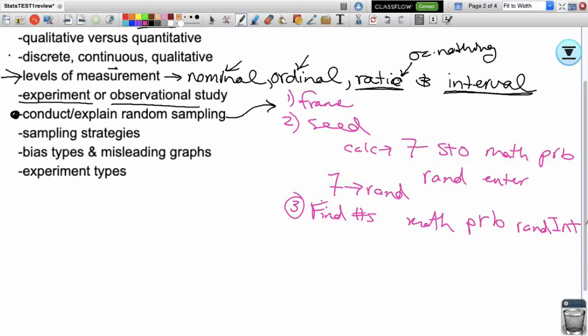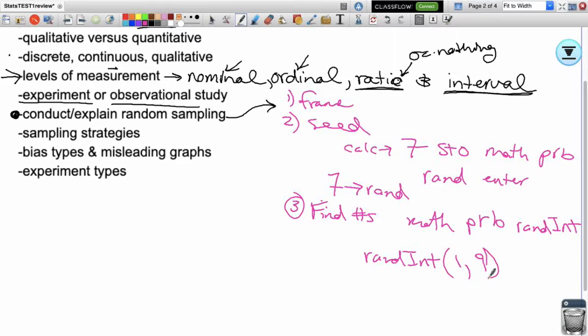So once you click Enter on that, it's going to say on your screen, randInt, open parentheses. You're going to put the first number in your frame, which is usually 1, right? You'd start numbering at 1, comma, the highest value you have in your frame. Again, if my frame went up to 9, I would put 9. If your frame went up to 20 or 30, you would put 20 or 30, whatever it is, and then close your parentheses.